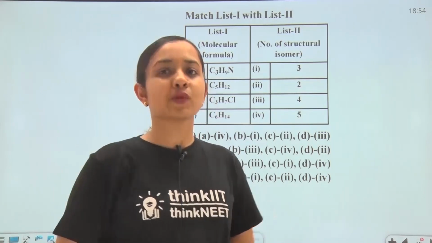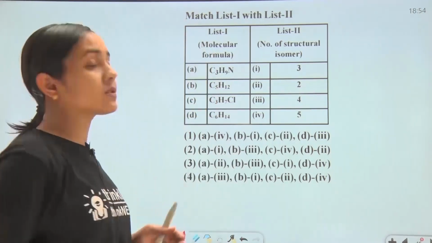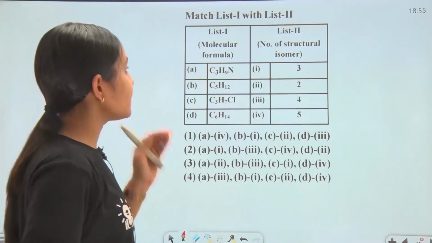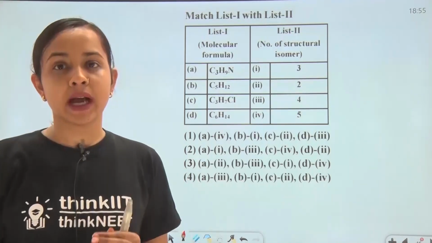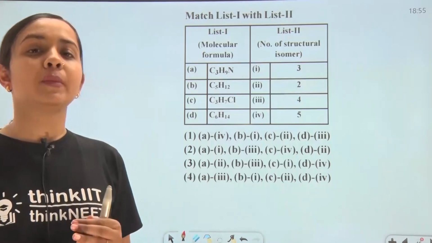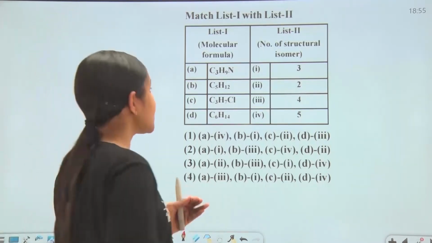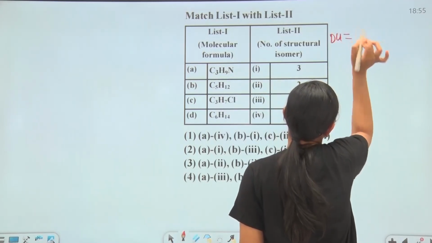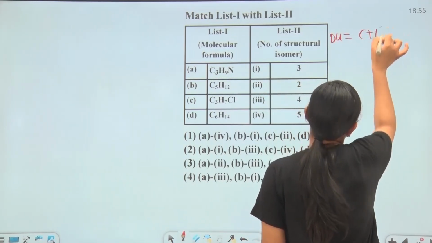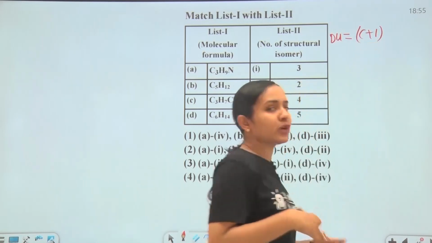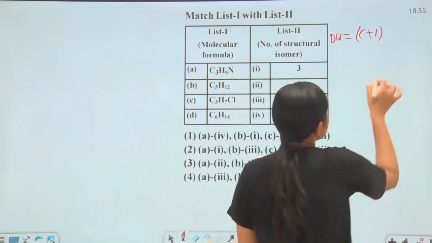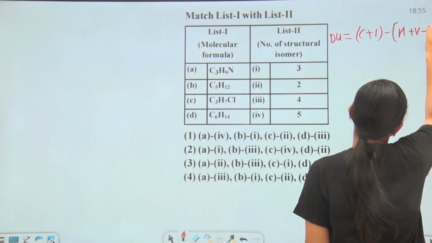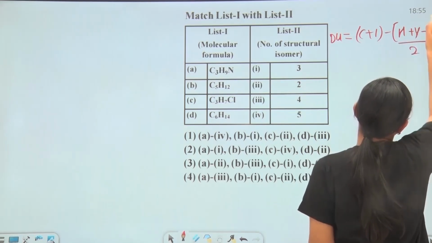Hello dear students, our next question is match list first with list second. List first contains molecular formulas and list second contains the number of structural isomers, right? First molecular formula is C3H9N. Students, first of all, we have to calculate the degree of unsaturation when the molecular formula is given. So we can use this formula for the DU: C plus 1 minus (H plus X minus N) by 2, right?